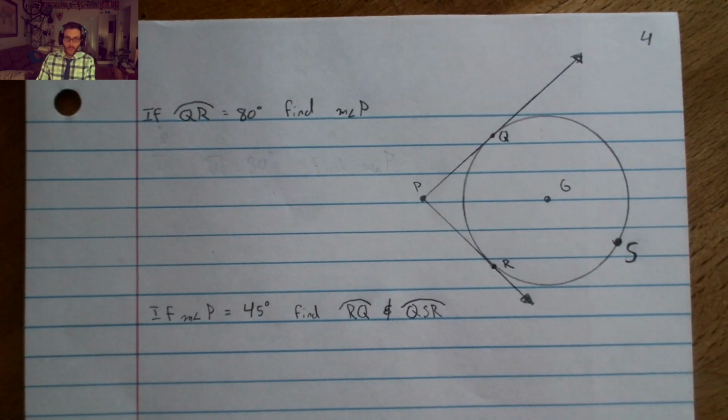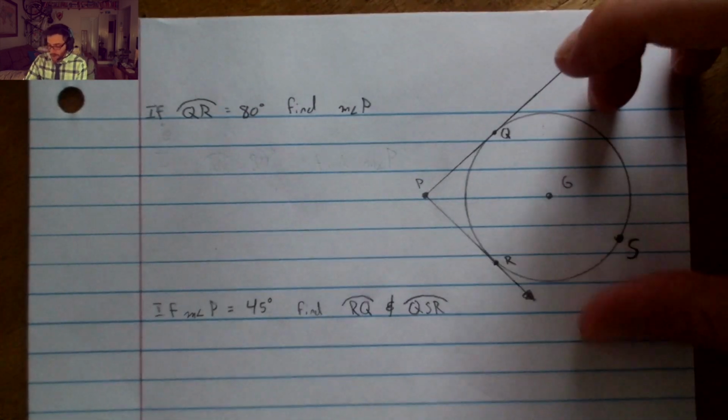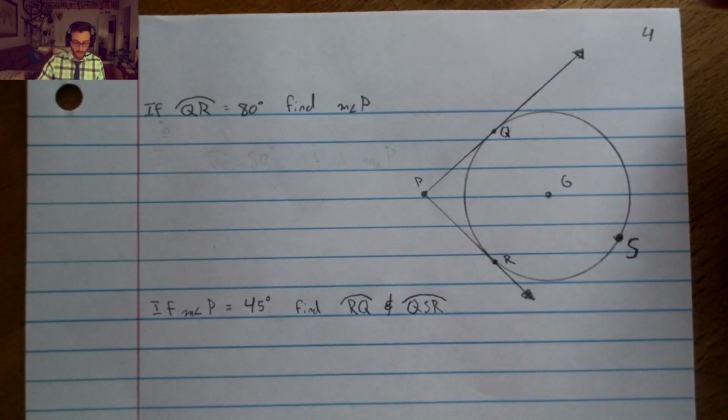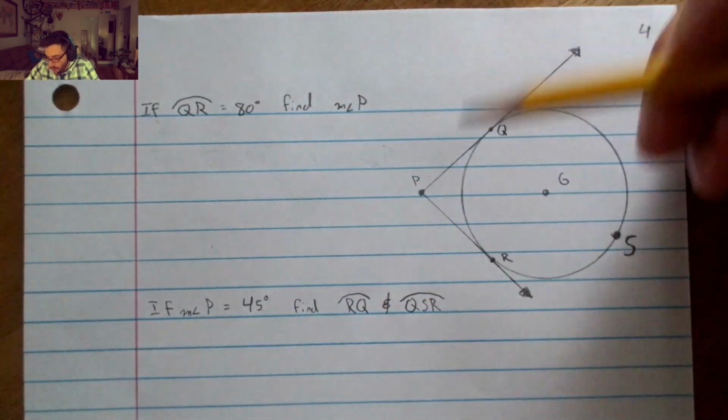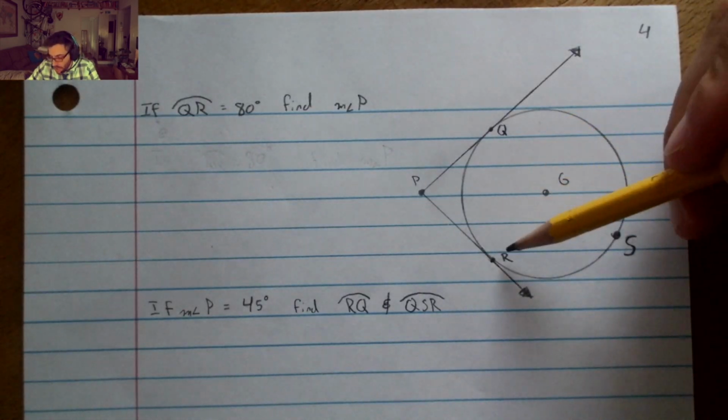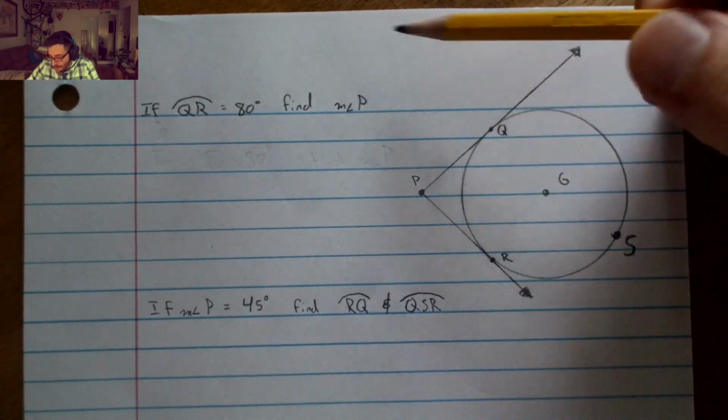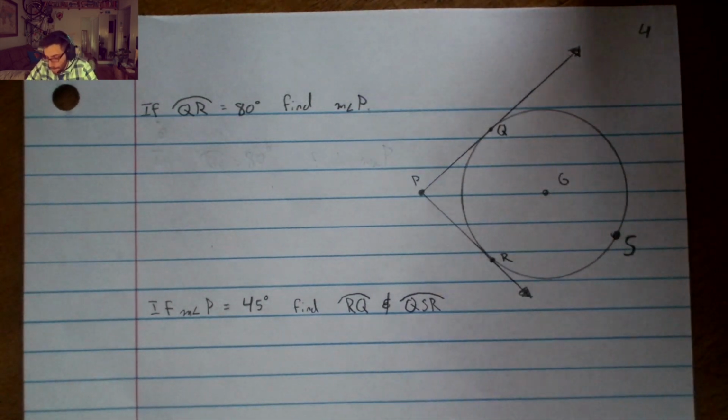Here I came up with an example, and we're going to use this diagram essentially as a reference. So let's take a look at this first one. Here we're told we have an arc value of 80 degrees for QR, and then we're asked to find angle P.